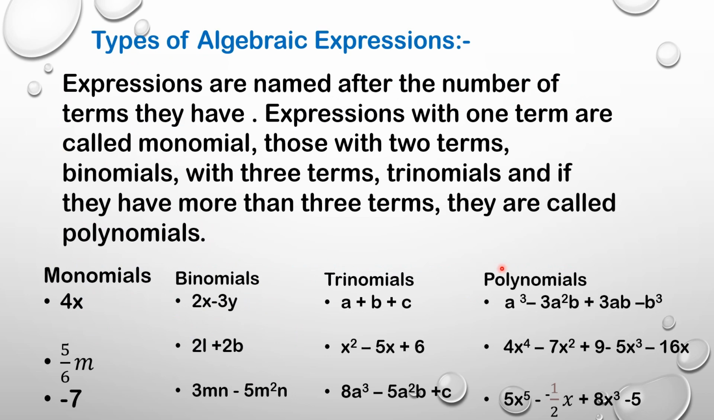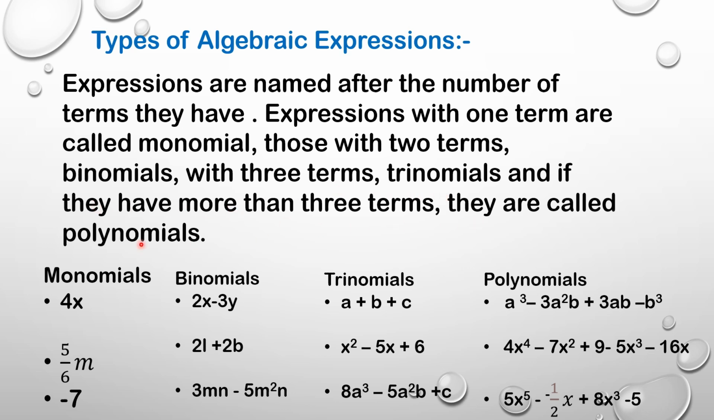Now let us learn what are the types of algebraic expression. The expressions are named after the number of terms they have. Expressions with one term are called monomial. Those with two terms are called binomial. Those with three terms are called trinomial. And if they have more than three terms, they are called polynomial.